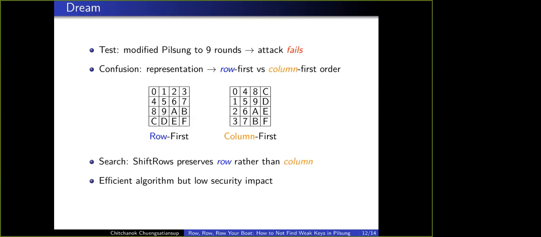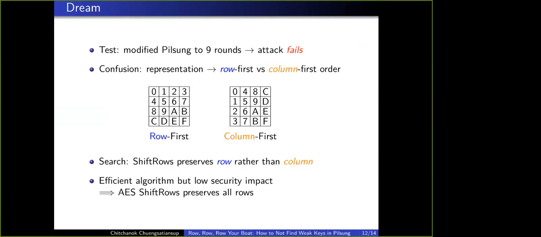So even though we have an efficient algorithm, the security impact of preserving rows is questionable. Why is that? If we take a look at AES, shift row actually preserves all rows.